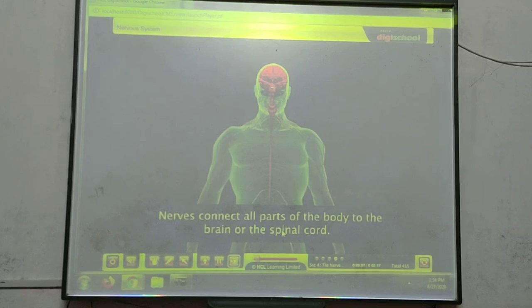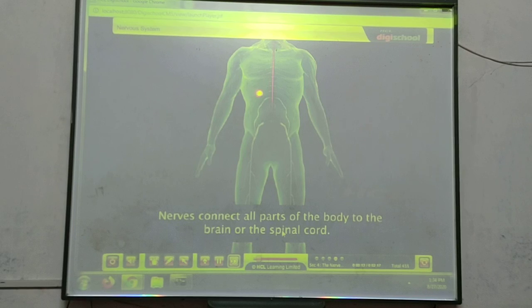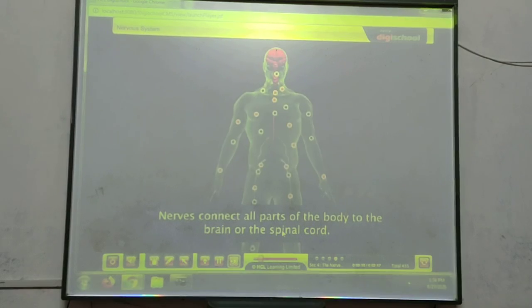The brain and the spinal cord together control everything that the body does by sending messages to the nerves. The nerves also bring messages from all parts of the body to the brain or the spinal cord.